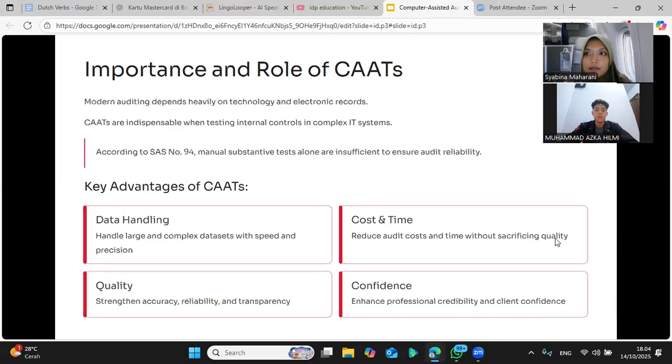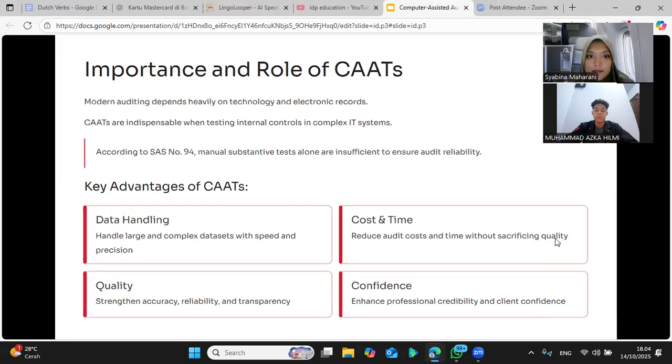So there would be the importance and role of CAATs. Modern auditing depends heavily on technology and electronic records. CAATs are indispensable when testing internal controls in complex IT systems. According to SAS number 94, manual substantive tests alone are insufficient to ensure audit reliability. The key advantages of these techniques are data handling. They could handle large and complex data sets with speed and precision.